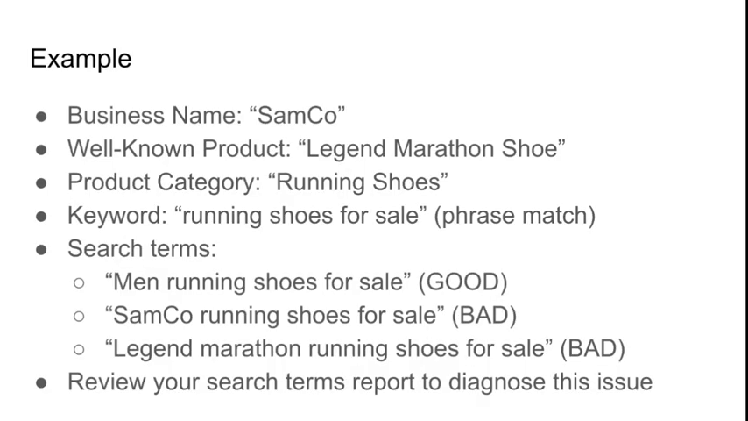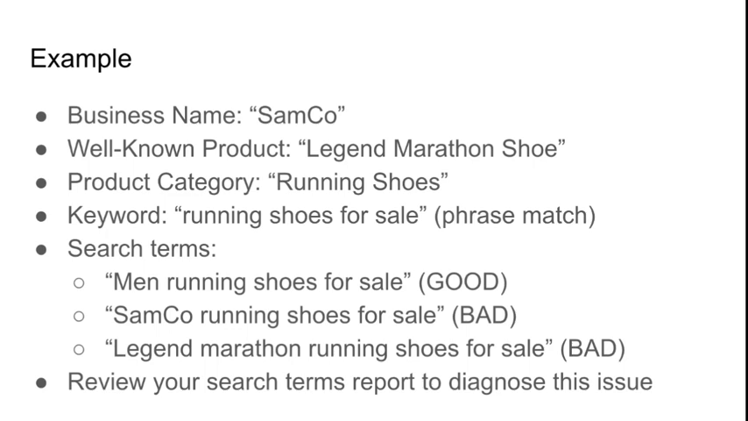So let's use an example. Let's imagine that my business name is Samco. Funnily enough, my name is Sam, and I sell a well-known product that's called the Legend Marathon shoe. So that's like Apple sells the MacBook or the iPhone, right? The product category for the Legend Marathon shoe is running shoes, and the keyword I'm targeting is running shoes for sale. I'm using a phrase match keyword.